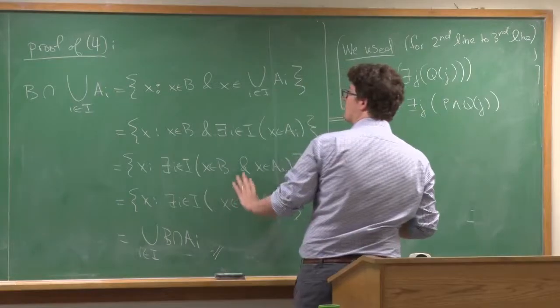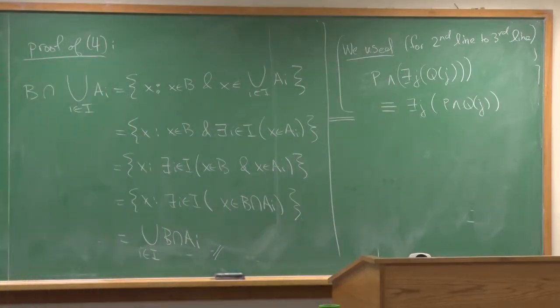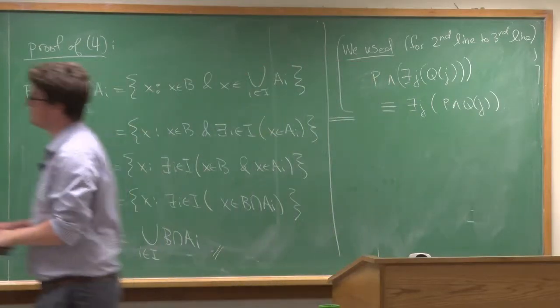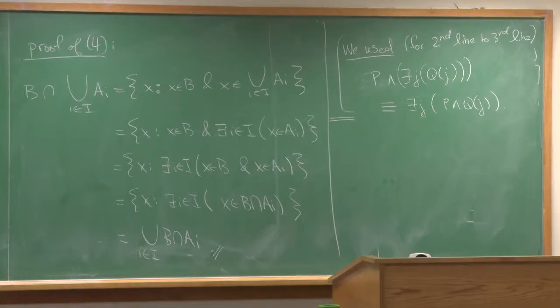Let me make another remark: the proof for this one is very similar, except you're using for-all quantifiers here, and you're using ORs here. Does that make sense? Let me give you another proof of 4. And this one's a little more long-winded.